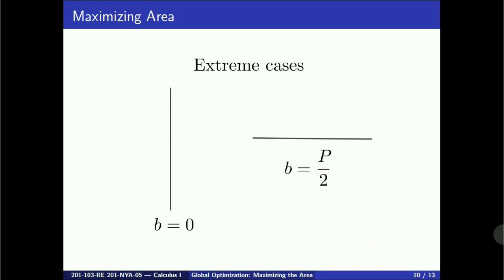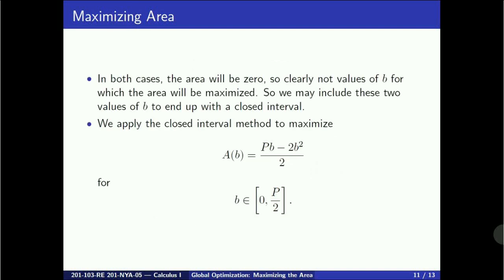When b equals 0, so the base is at 0 length, or b is p over 2, so the maximum length that it could actually take, we have extreme cases where the rectangles are not rectangles anymore, but line segments. Both have a side p over 2 and still a total perimeter of p. But clearly the area in each case is 0, so that's why I consider them as extreme cases. So we'll never have our maximum area at any of these two values of b, and we can safely include them in our interval. Now the interval is closed, and we can apply the closed interval method to optimize.